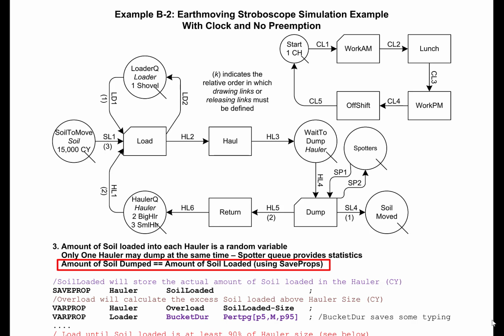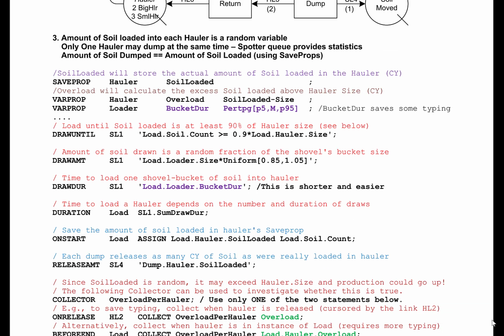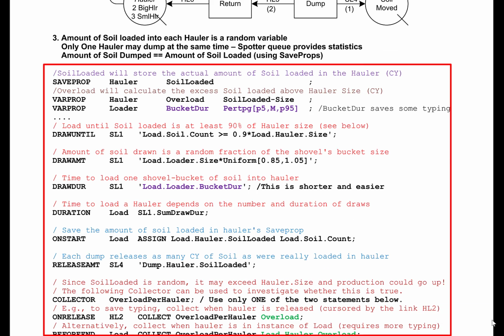The mechanism by which each truck knows exactly how much soil was loaded into it is by using saveprops. Saveprops is a new type of property that we need to describe for this particular model. Notice that the network itself does not tell us the details about how this model actually works. To understand how this model works, we have to look at the actual stroboscope statements. The important stroboscope statements are summarized here.